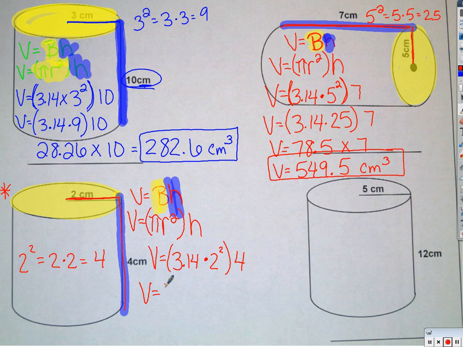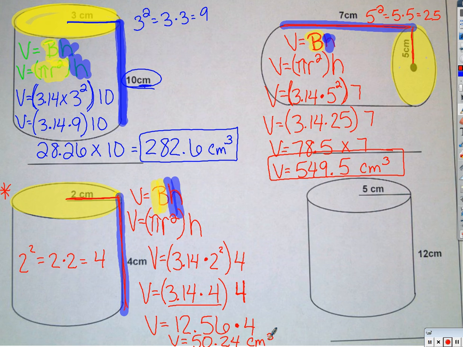So volume equals 3.14 times 4, and then this is going to be the height of our prism. 3.14 times 4 is 12.56 times this 4 right here, which is the height of the prism. We multiply those together, and we get volume equals 50.24 centimeters cubed.